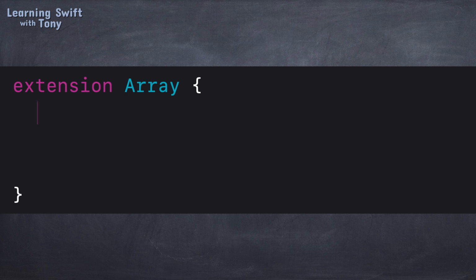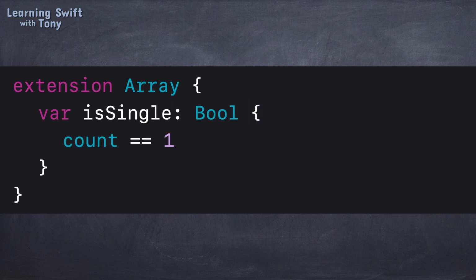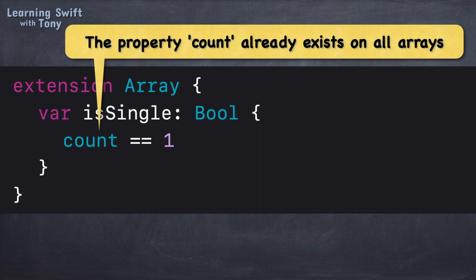Let's add a Boolean property that will tell us whether an array contains a single element or not. We can use the count property here, which is already a property that all arrays have out of the box, and compare its return value with a constant 1. When the count property is equal to 1, our new isSingle property will return true, otherwise it will return false.